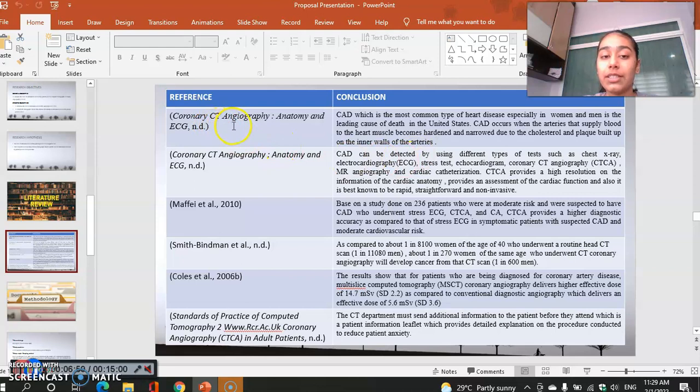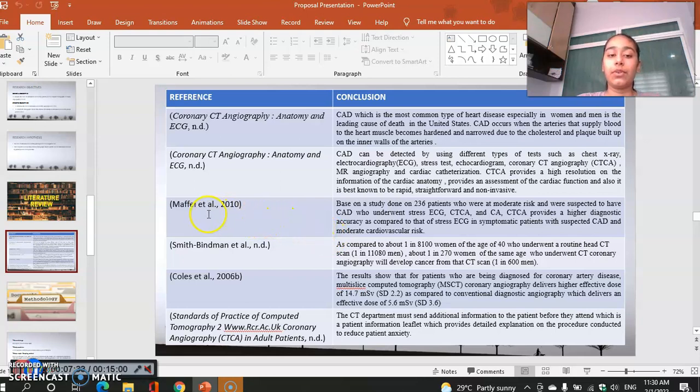This is from coronary CT angiography, anatomy, and ECG. The next one is also from the same article. CAD can be detected by using different types of tests, such as chest X-ray, ECG, stress test, echocardiogram, coronary CT angiography, MR angiography, and cardiac catheterization. The CTCA provides the highest resolution of information on the cardiac anatomy. It provides an assessment of the cardiac function, and it is also best known to be rapid, straightforward, and non-invasive.